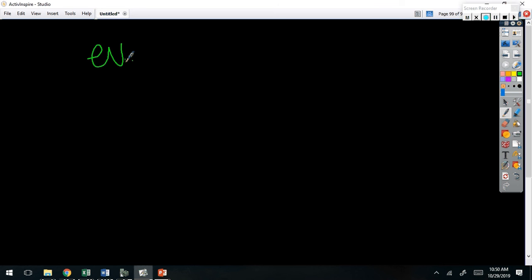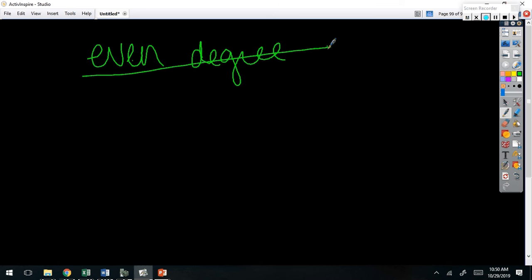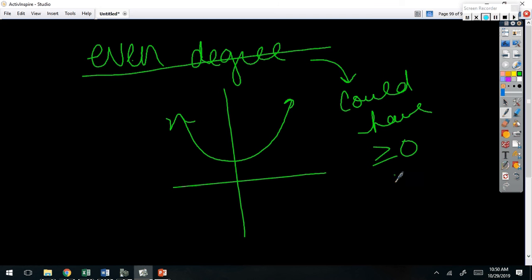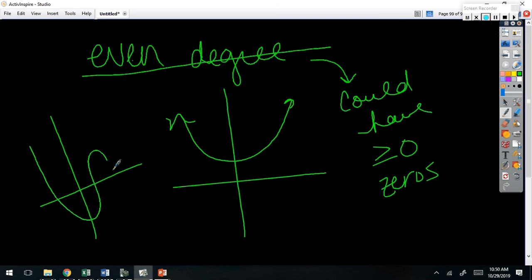Even degreed. There's really no rule with even degrees. But it can have none, right? We've seen some quadratics that have none. Because both ends are going the same way, it can have any number. So you'd really have to graph it and look to see how many real zeros it could have. So it could have greater than or equal to 0 zeros. Okay? So maybe it crosses a bunch of times and maybe it doesn't. It just depends. But we're talking real zeros, so that's places you can see on the graph.